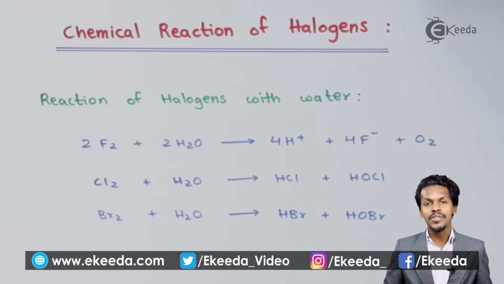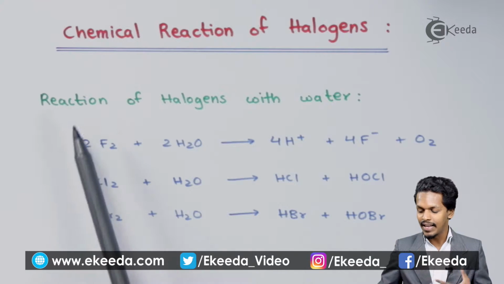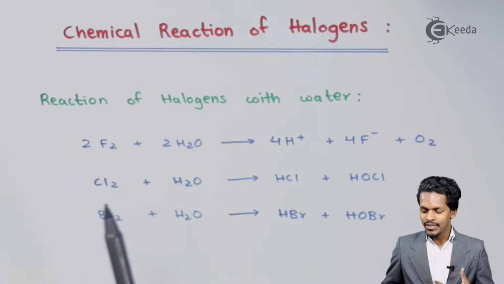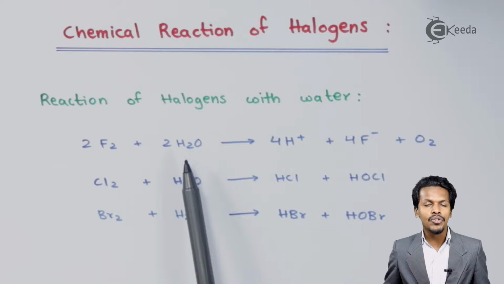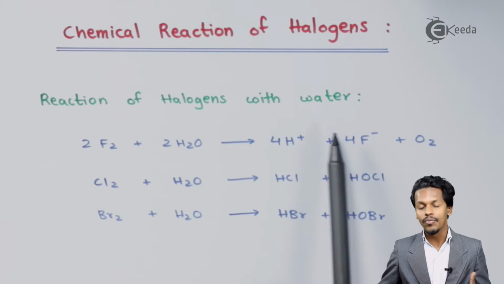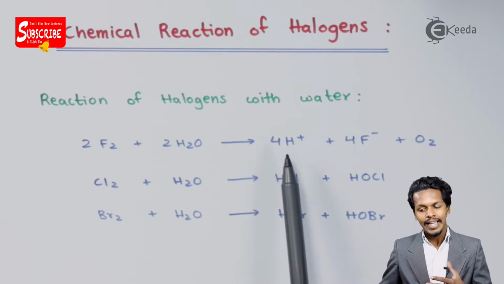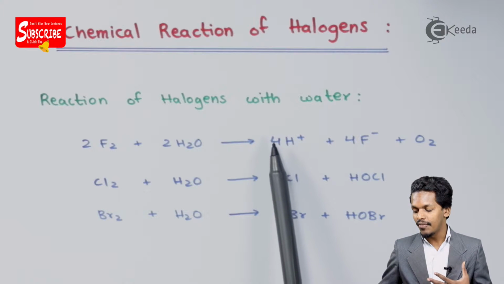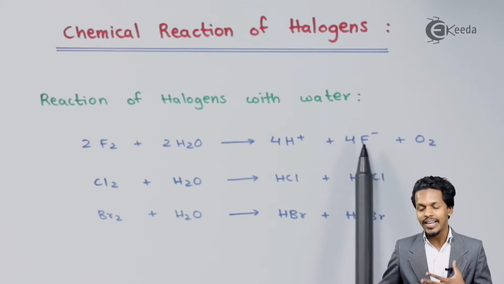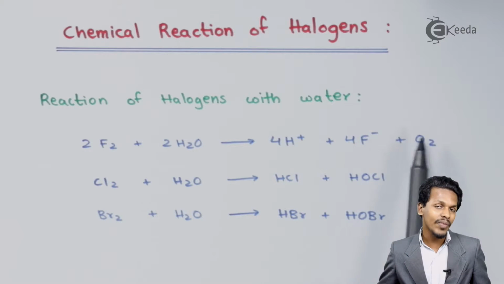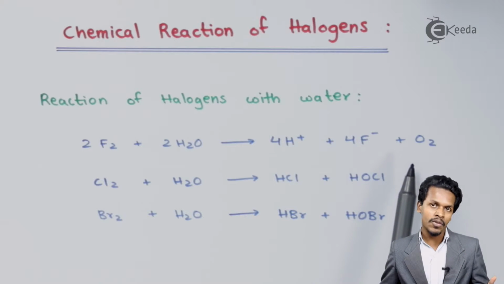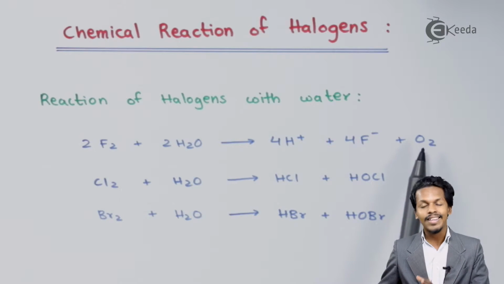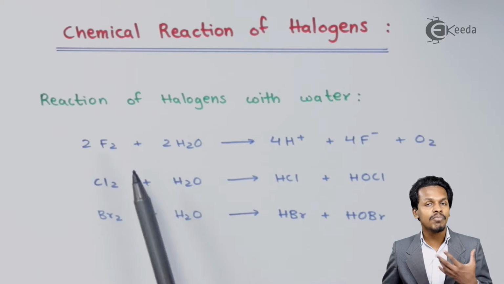Talking about the chemical reactions of group 17 elements, we have certain reactions. Let me discuss the first reaction, that is the reaction of halogens with water. Talking about the first halogen, fluorine: whenever fluorine reacts with 2 moles of H2O, it forms 4 moles of HF. But it is very ionic in nature, and that's the reason the 4 moles of HF dissociate into 4 moles of H+ and 4 moles of F-. Along with that, liberation of O2 takes place, and that is how we can also prepare oxygen. The reaction is such a spontaneous reaction.